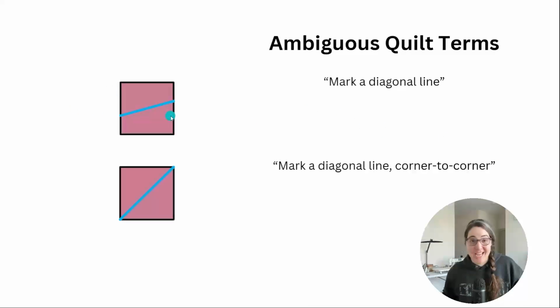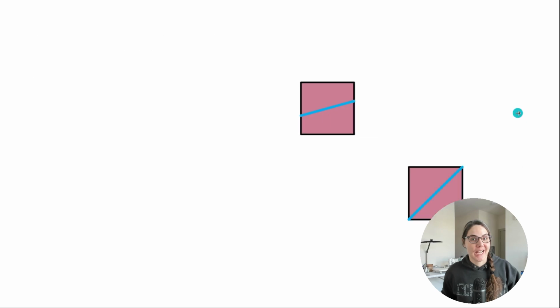This is a diagonal line. You've marked a diagonal line on the wrong side of the fabric, but it's not the one you want. So including that mark a diagonal line corner to corner can be really helpful so that people know exactly where it's going. This is less important if you have a diagram to accompany it, right? But if you're writing a more advanced pattern and you're not including all of those little marking steps that you're just assuming people know, it's more important to include that corner to corner terminology in the actual instructions itself.